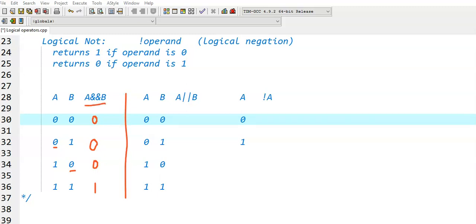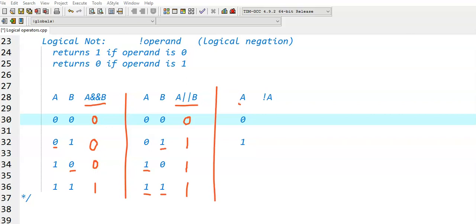Now coming to the logical OR operator. The logical OR operator gives true value if one of the operands is true. Now observe here, one of the operands is true, so it returns true value. Here also one of the operands is true, it returns true value. Here both operands are true, so that means it returns true value. Now coming to this particular case, here both operands are false. That means it returns false value. So this is the scenario of the logical OR operator.